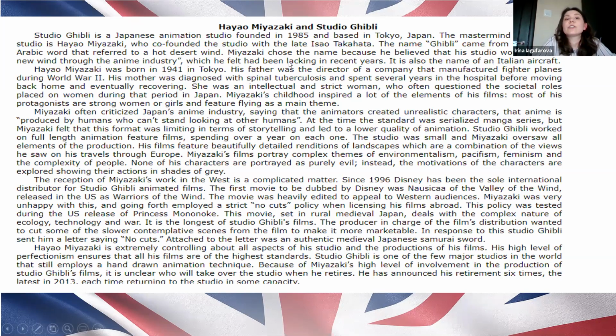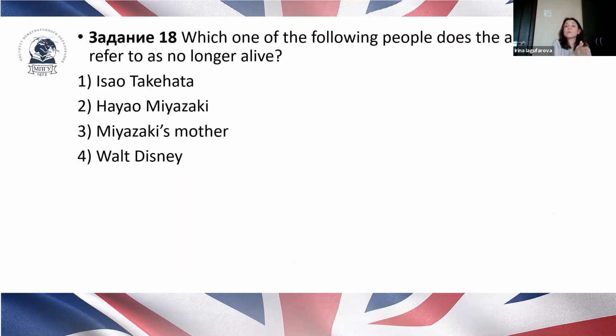So we see that she was ill, then she recovered, then she came back home. But we don't know if she is dead or alive. We see that she was intellectual, but maybe now she's old and not so strict, we don't know. We don't have any information if she's dead or alive. So that's why we can't choose this variant, because we don't have this information in the text.